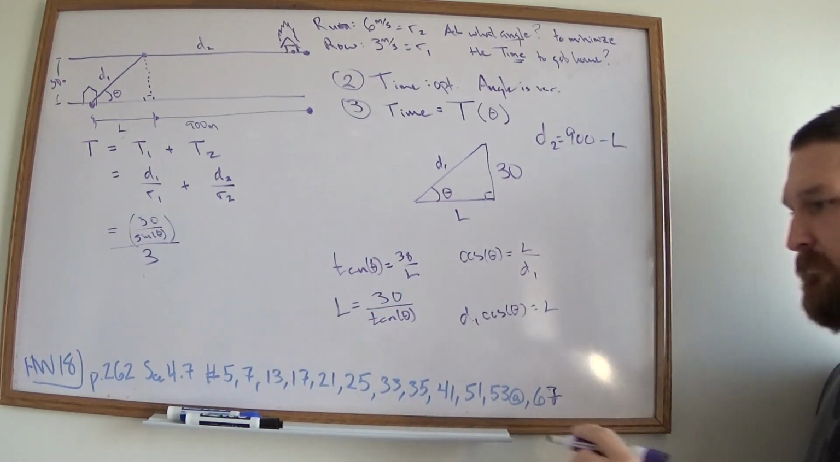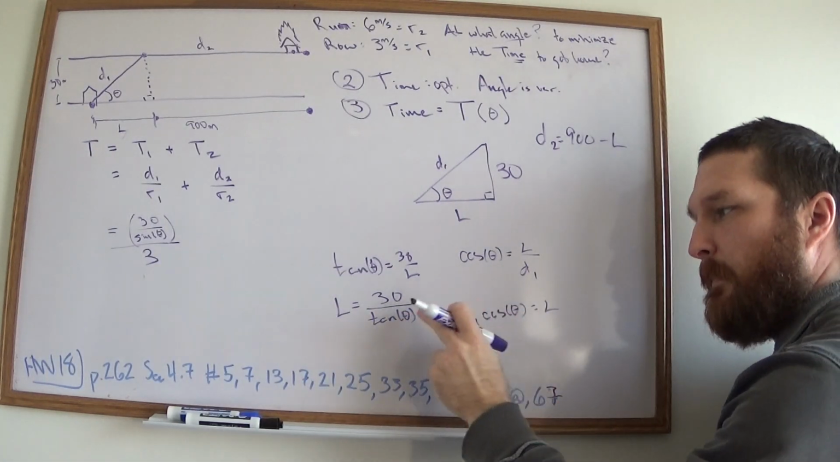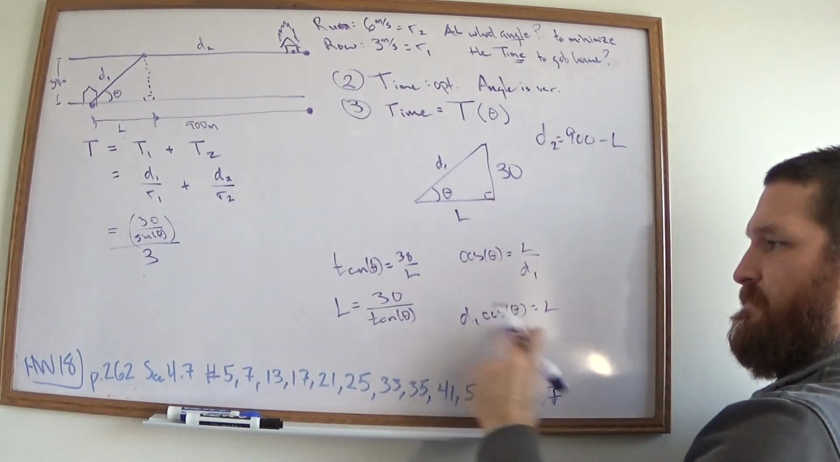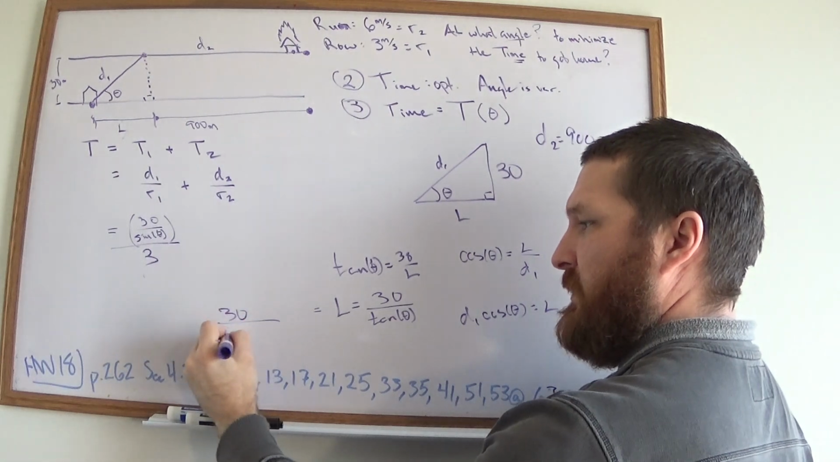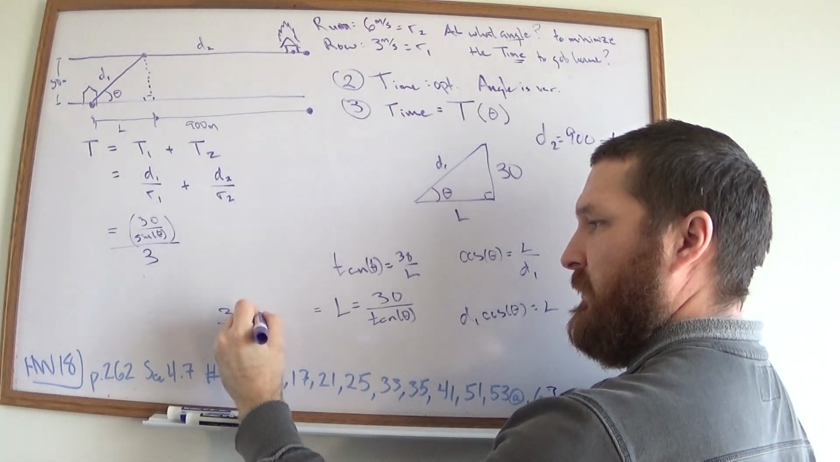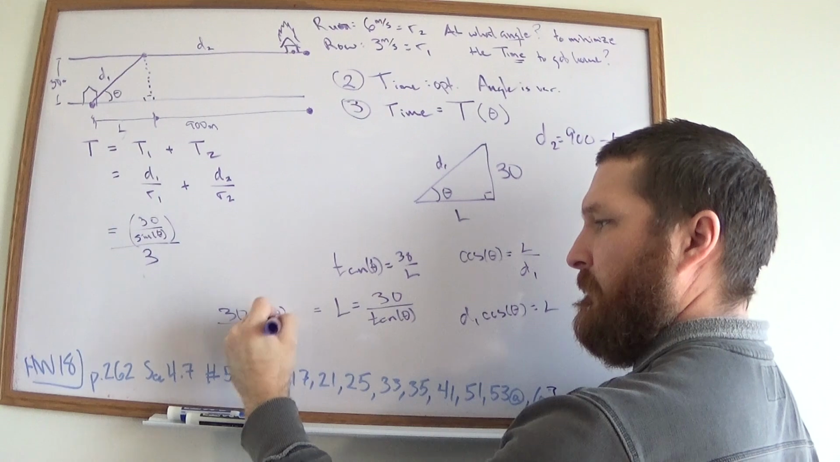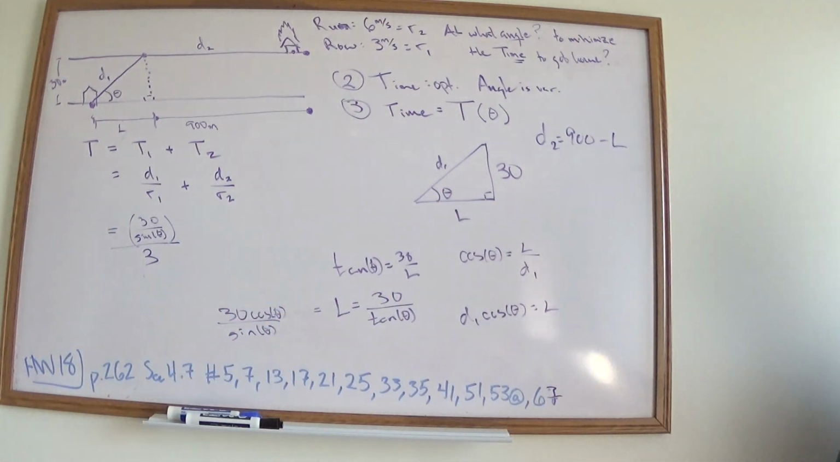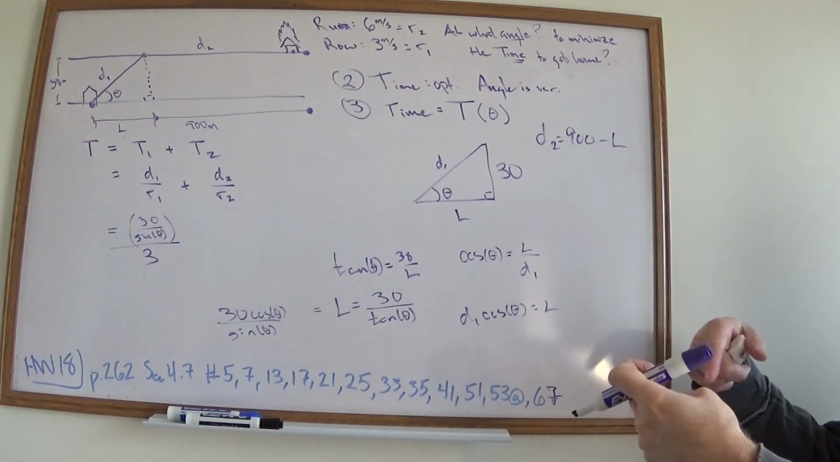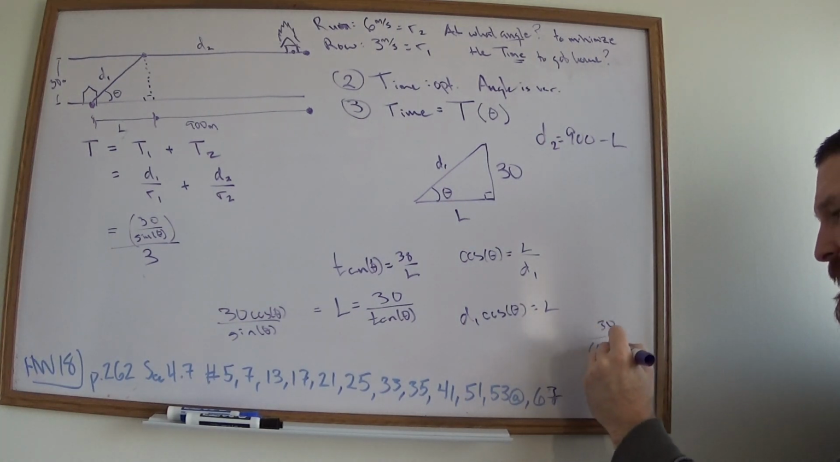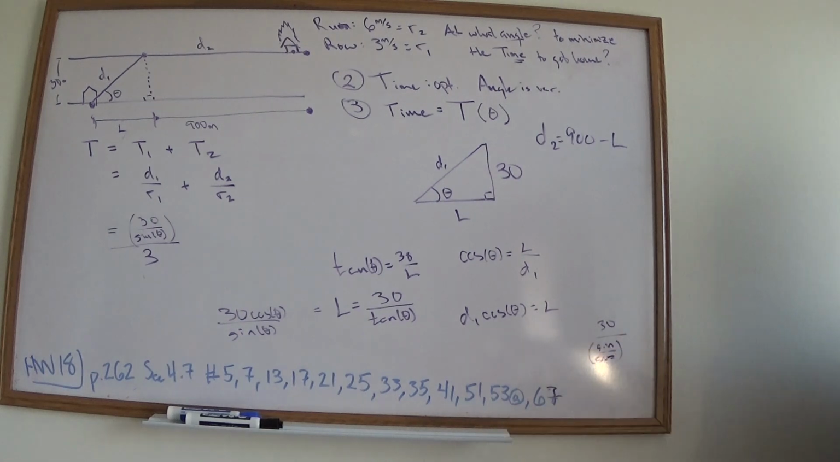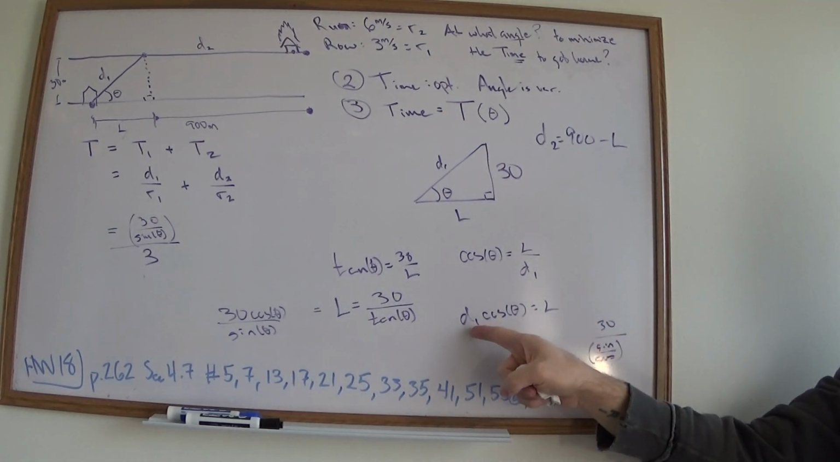Now watch this. That's the same thing as 30 cosine over sine, yeah? Right, because divide by tangent. I just have to make sure here. That's sine over cosine, and so that flips, the cosine comes up into the numerator. What's D1?